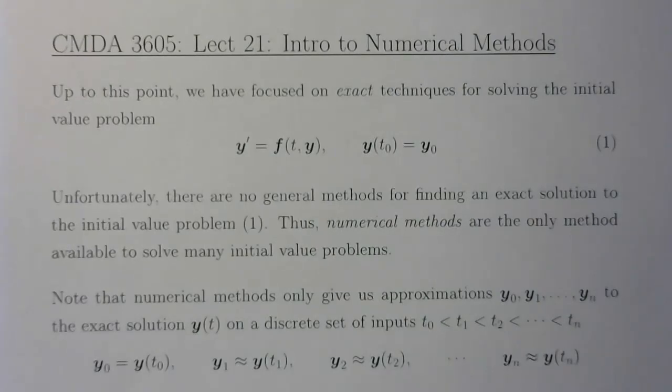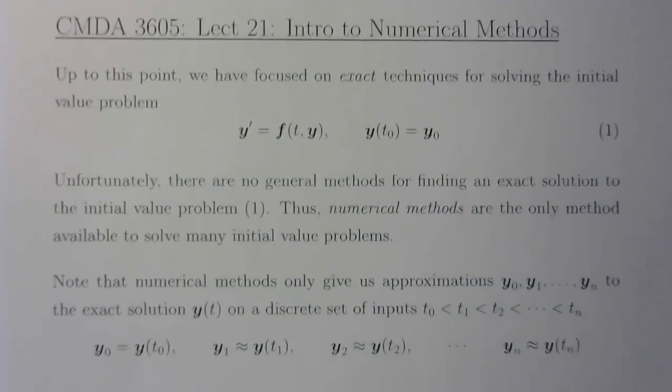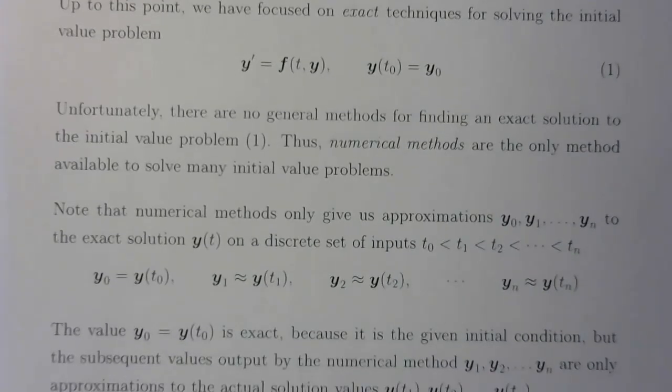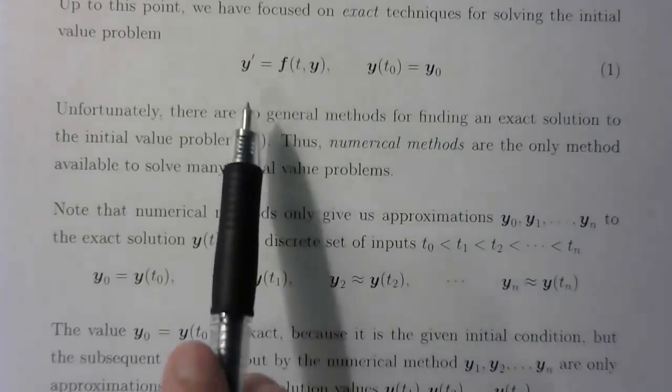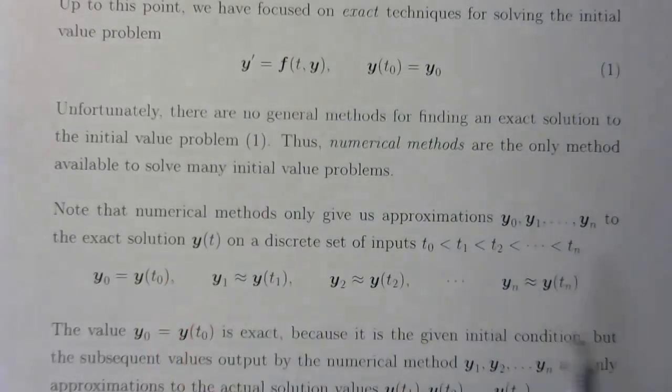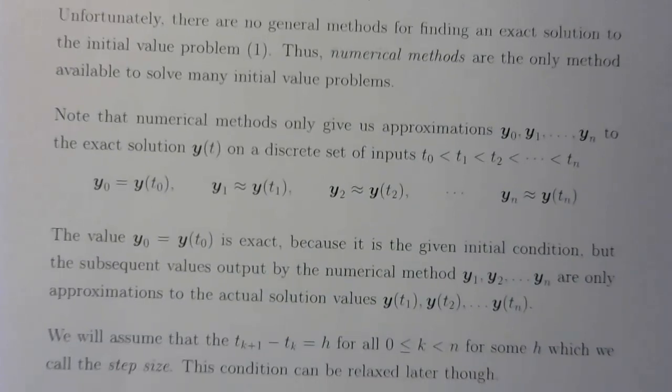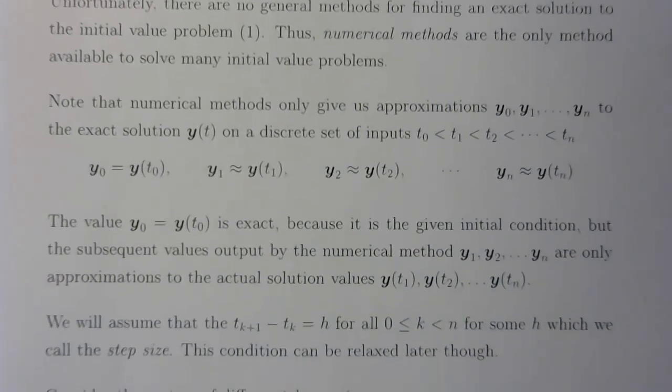We're going to go through several numerical methods, and then we'll talk about pros and cons of methods for given problems. These methods only give us approximations on a discrete set of inputs, right? Even though we are looking for a continuous function to approximate, we really just get discrete points. So the initial condition is exact, but subsequent outputs are all approximate values.